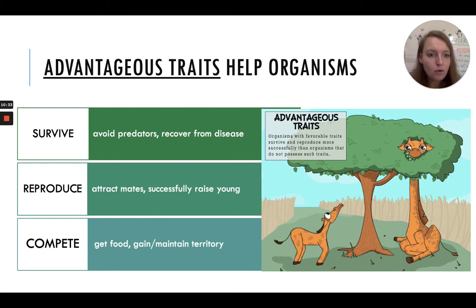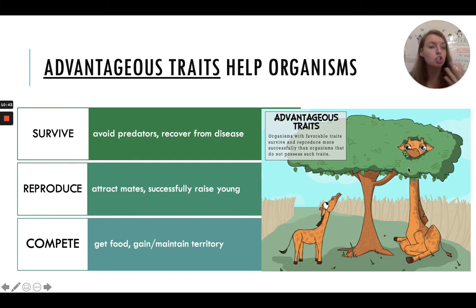So, for example, here we've got these giraffes, right? This giraffe over here, he's lunching, enjoying himself. He's got a long neck. That is the trait that he has. But this giraffe is not so lucky. Its neck is much, much shorter.